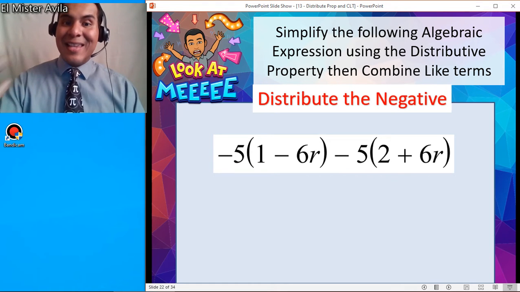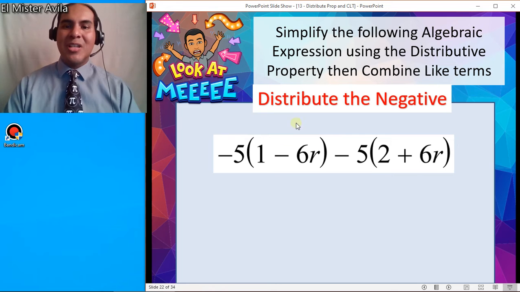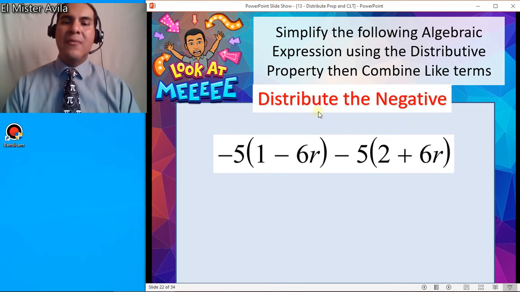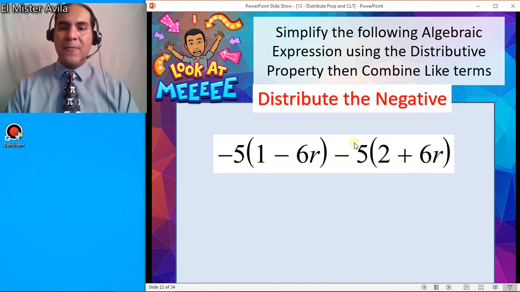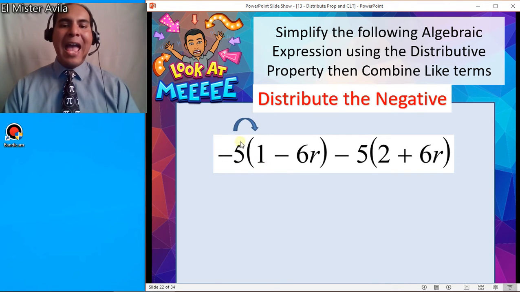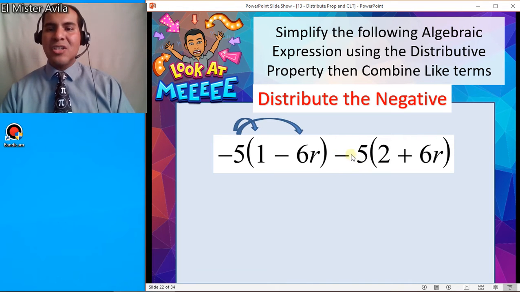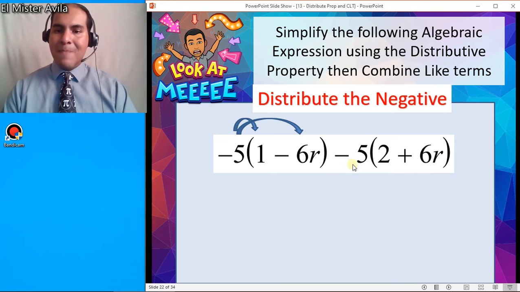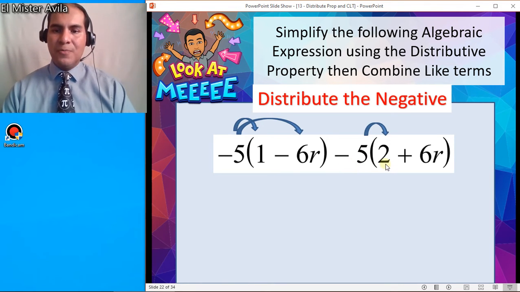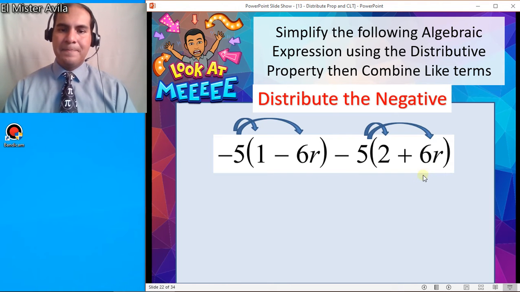Okay, now in this next example, we're going to be dealing with a little bit more negative, so we have to be careful because now we're going to actually need to distribute a negative when we simplify the following algebraic expression. We're going to multiply negative 5 times 1 and negative 5 times negative 6. Now here we have a minus, but that minus is actually going to distribute with the 5 when I distribute it into the 2 plus 6r. So that minus 5 is going to distribute to the 2, and that minus 5 is going to distribute to the positives, to that plus 6.